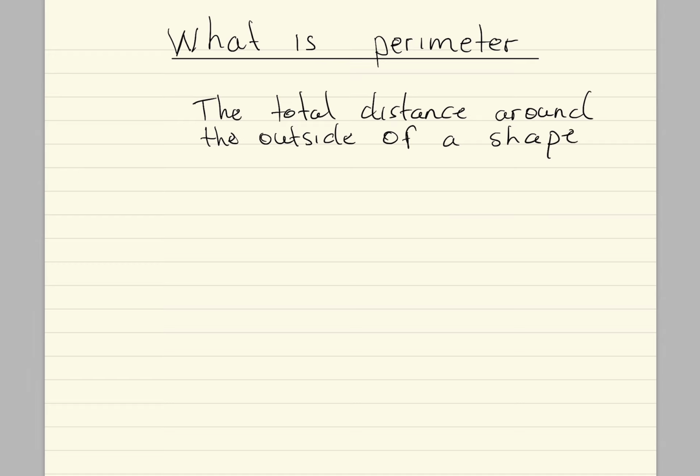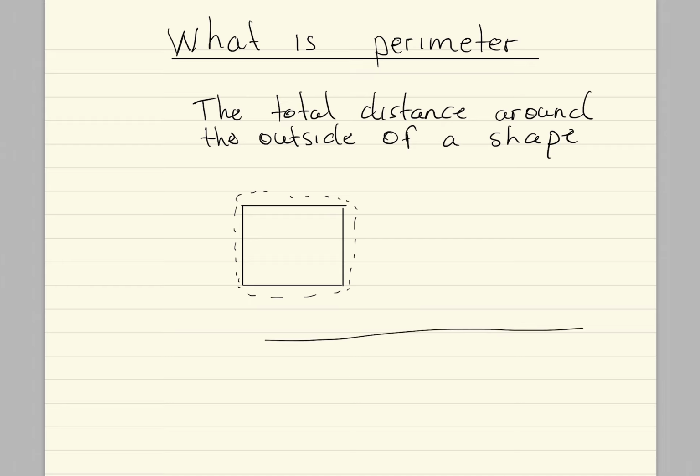So let's say, for instance, we have a square. So let's say something like this. This is not a perfect square, but all right. So essentially, the perimeter is the outside. So all of this out here. If you were to lay it flat in one whole line, how long would that be? That's essentially what a perimeter is for that shape.